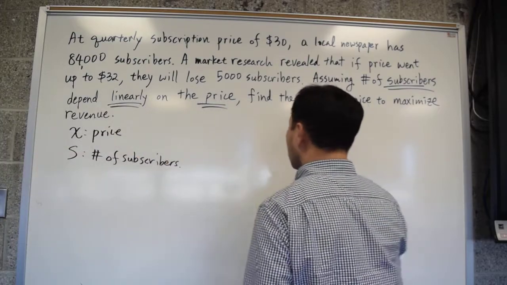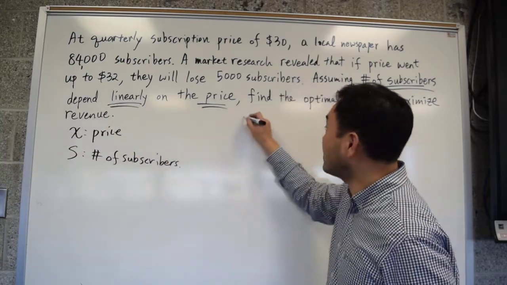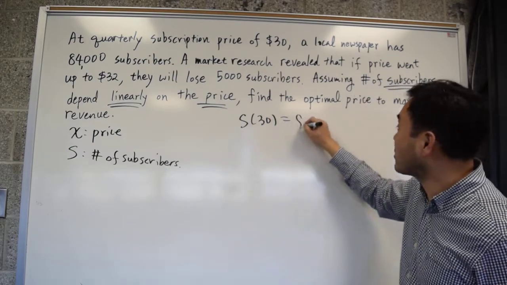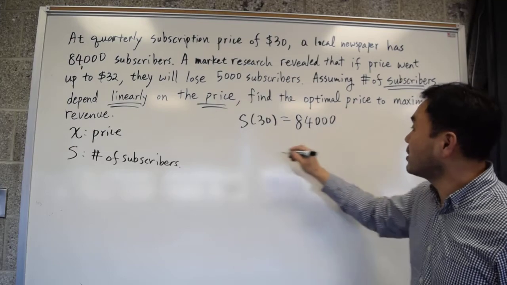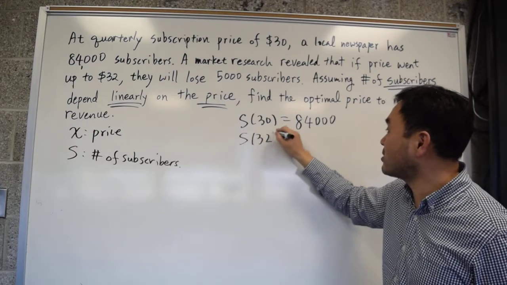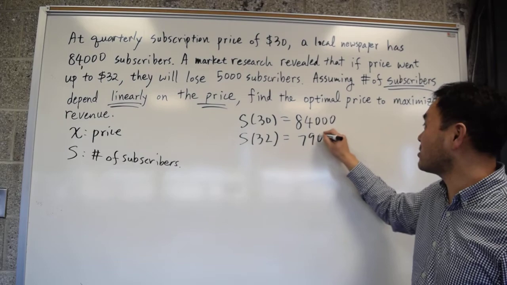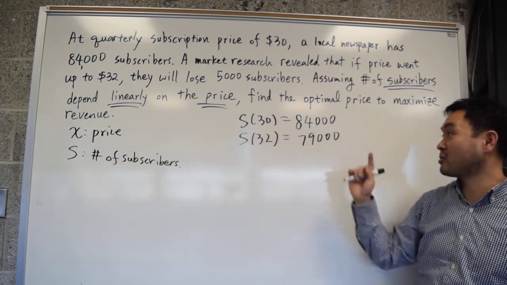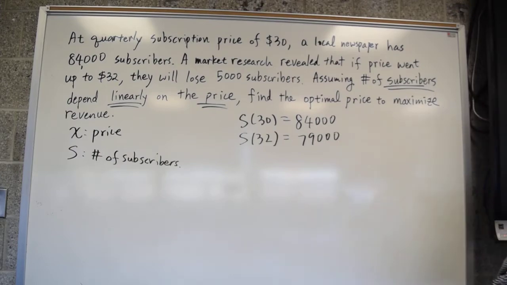you need to write down what it means. At 30, what's the value of S? 84,000. At 32, what's the value of S? 79,000. And I know that S is a linear function of x, right? Okay. So how do you find the linear function?